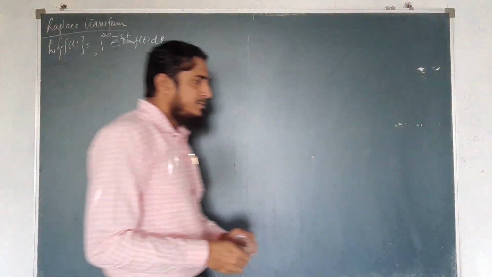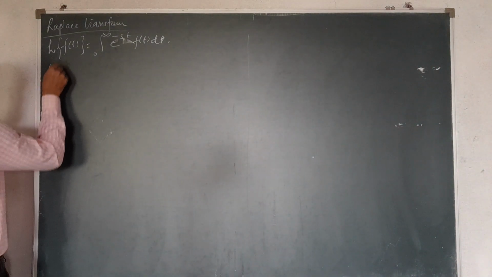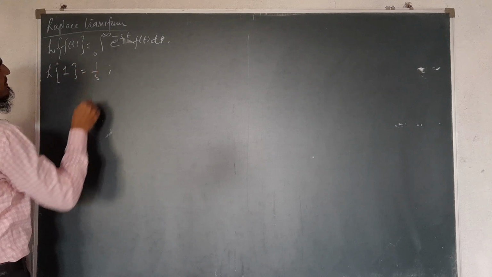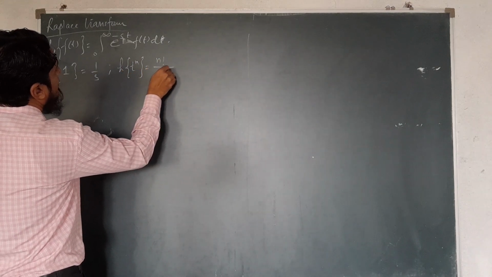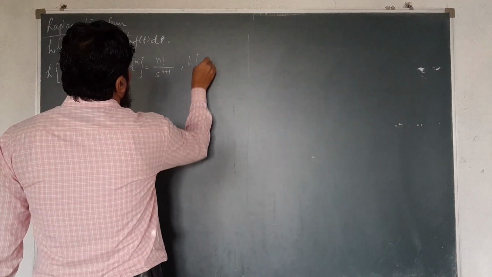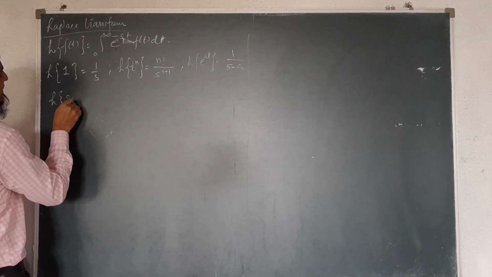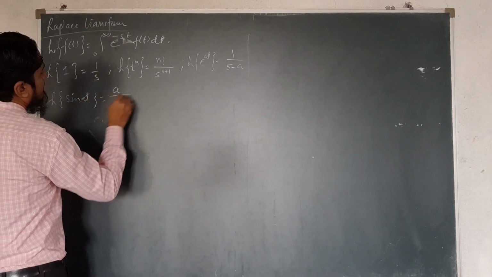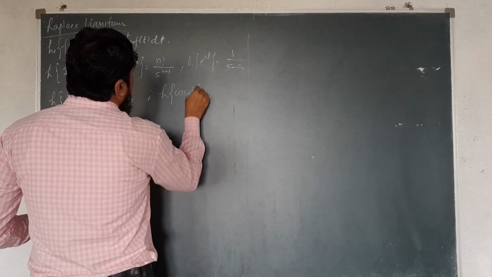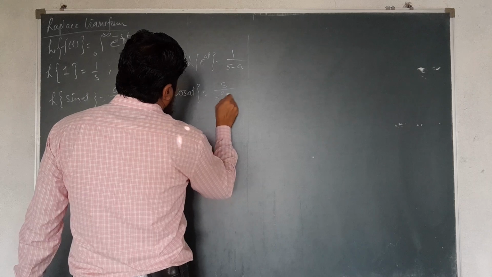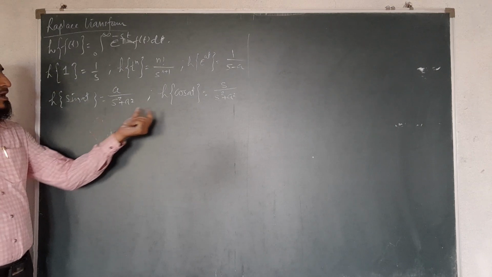After that, we have seen the Laplace transform of some basic functions. The Laplace transform of 1 is equal to 1 over s. The Laplace transform of t raised to n is equal to n factorial upon s raised to n plus 1. The Laplace transform of e raised to at is equal to 1 upon s minus a. The Laplace transform of sin at is equal to a upon s square plus a square, and the last one, the Laplace transform of cos at, is equal to s upon s square plus a square. We can also find the Laplace transform of hyperbolic sine at and hyperbolic cos at.